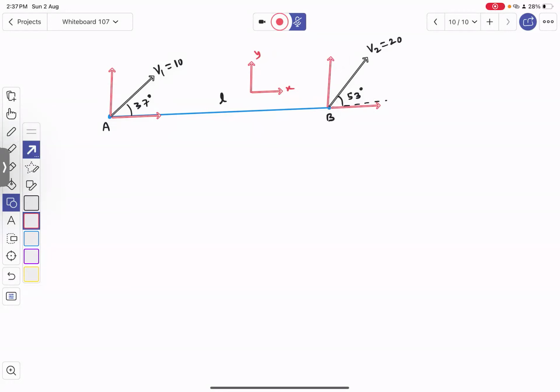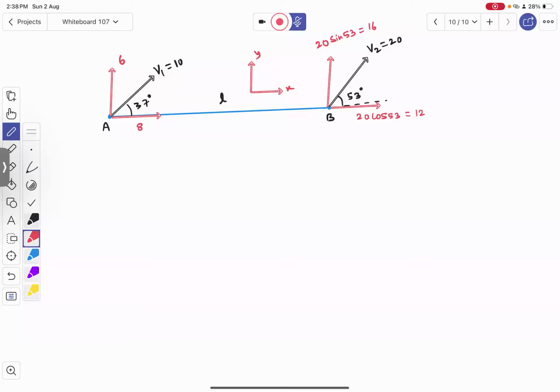Find that thing out, everyone first. Or maybe I'll do it, nothing much in here. So cos 37 is 4 by 5, so this is going to be 8. Sine 37 is 3 by 5, so that will be 10 sine 37, and that is going to be 6. So 20 cos 53, cos 53 is 3 by 5, so 20 into 3 by 5, 12. And 20 into sine 53, that is 4 by 5, so 20 into 4 by 5 will be 16.